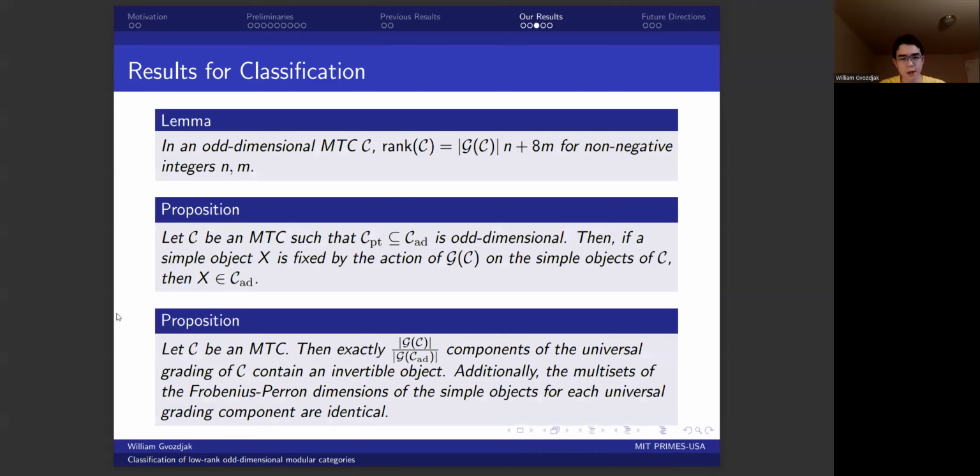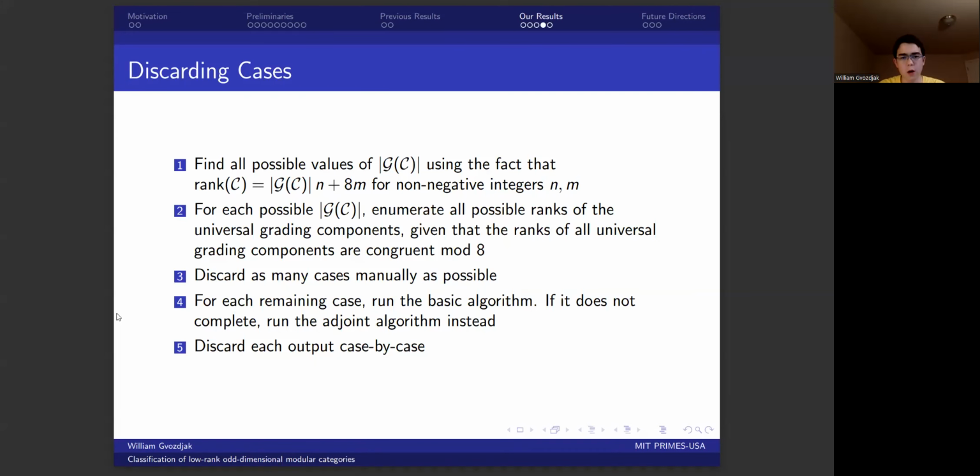Then we are left with some cases that we weren't able to discard manually. For those, we ran the basic algorithm. If this basic algorithm does finish in some reasonable amount of time, then it outputs some possible cases for the Frobenius pair dimensions of all the simple objects inside of our category. Then we can work through all of those possibilities case by case. Usually those Frobenius pair dimensions give us a lot of information, so usually we are able to discard most of them.